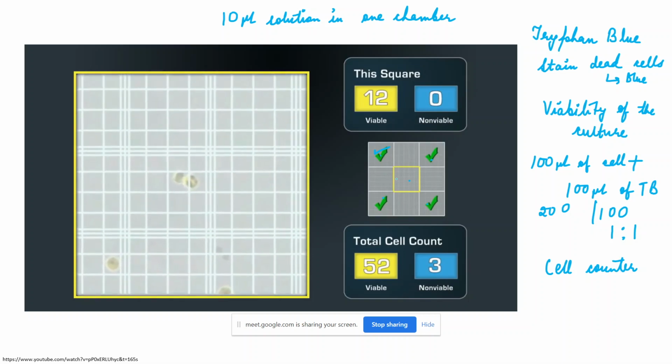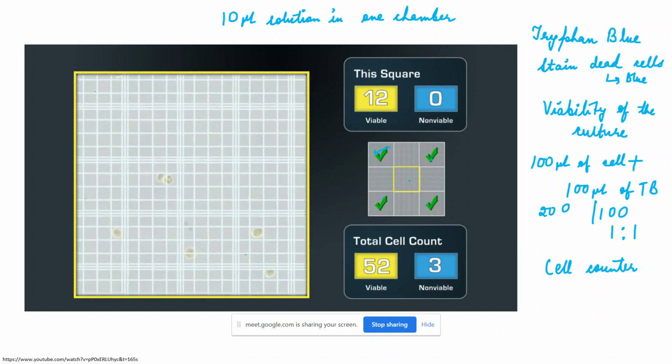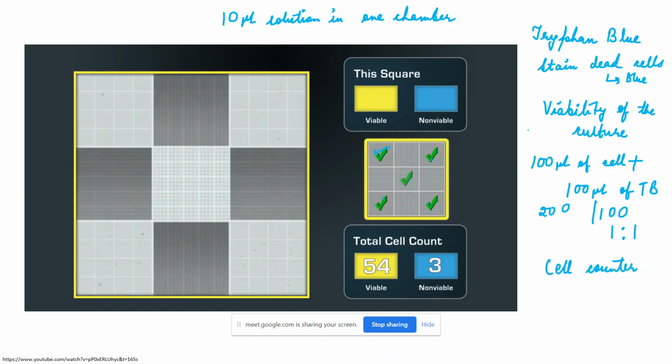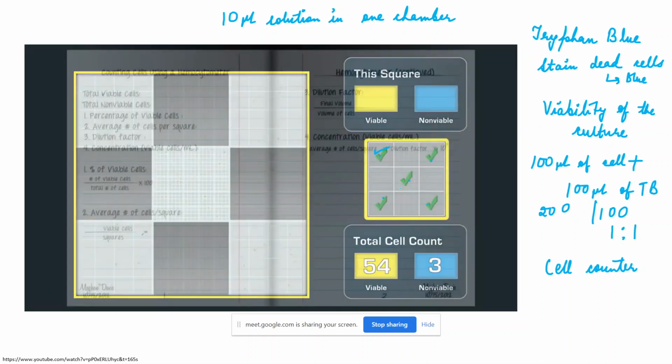So now we have this center square. These are two cells which are clumped together, but you can clearly see that those are two cells. So we are going to count those as two rather than just one, because it's clear that those are two. So it was counted as two cells. So now our counting is done.